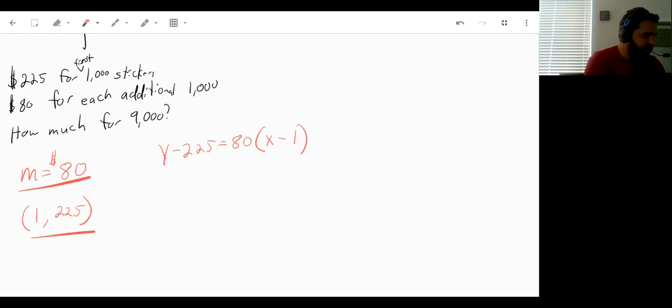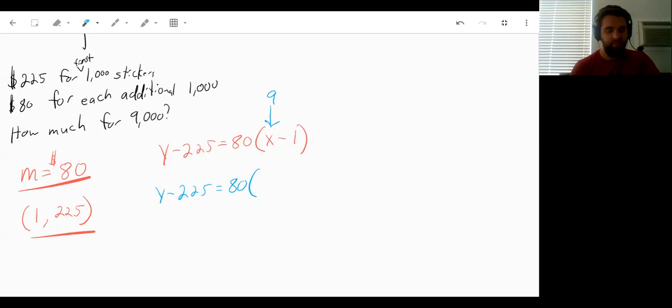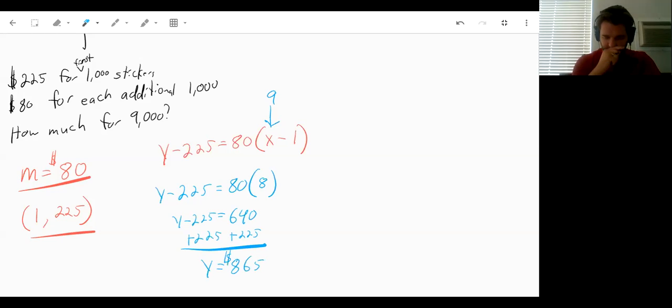And what it wanted us to do then is find the cost of 9,000 stickers. Well, all we have to do then is just plug in 9 for our x, and we'll see what happens. So when we do that, we'll have y minus 225 equals 80 times 9 minus 1 is 8. 80 times 8 is 640. Y minus 225. So now we can add 225 to both sides, and we'll come out with a total cost of $865 for 9,000 stickers. So that's all there is for this section.